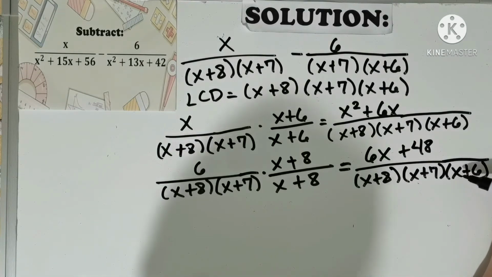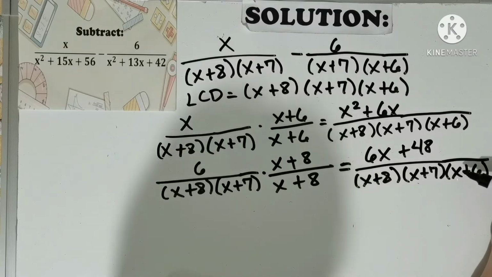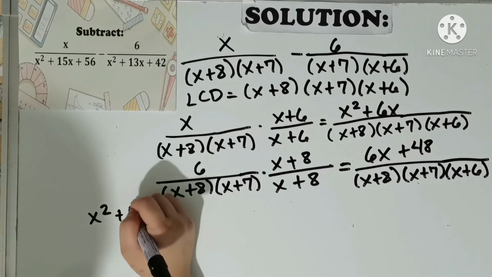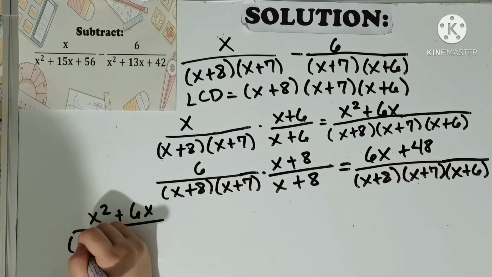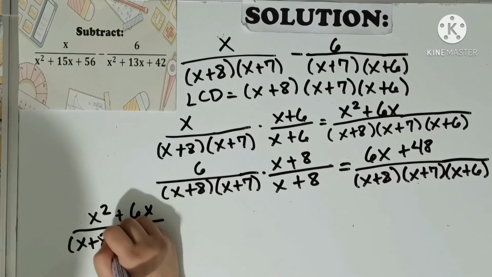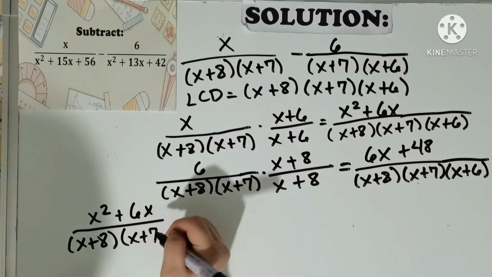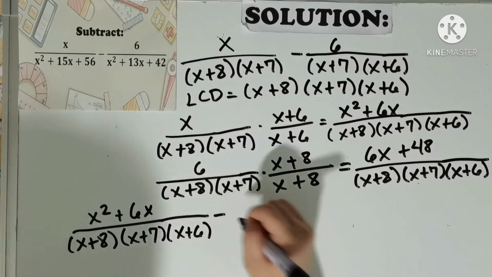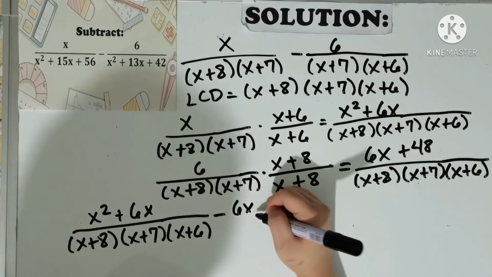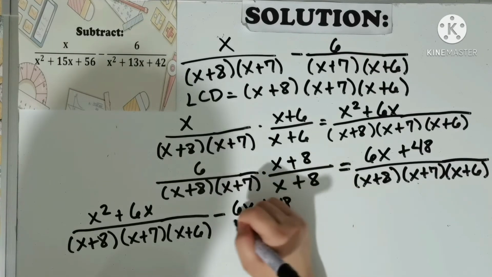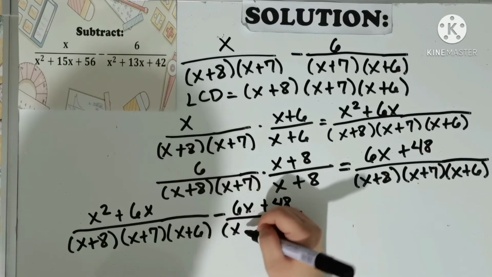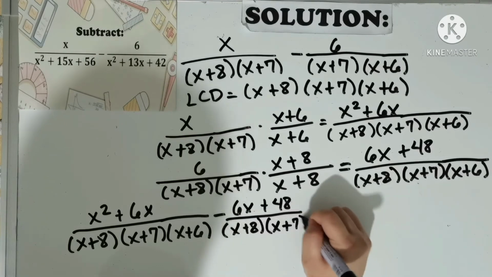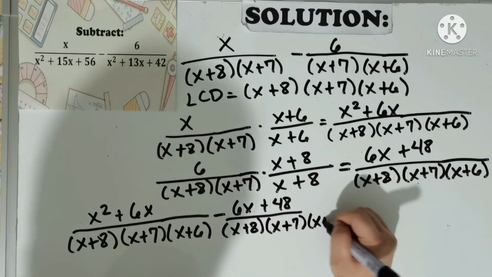Now that we have the same denominators, we can now proceed to step 3, which is subtracting the numerators. x squared plus 6x over the quantity of x plus 8 multiplied by the quantity of x plus 7 multiplied by the quantity of x plus 6 minus 6x plus 48 over the quantity of x plus 8 multiplied by the quantity of x plus 7 multiplied by the quantity of x plus 6.